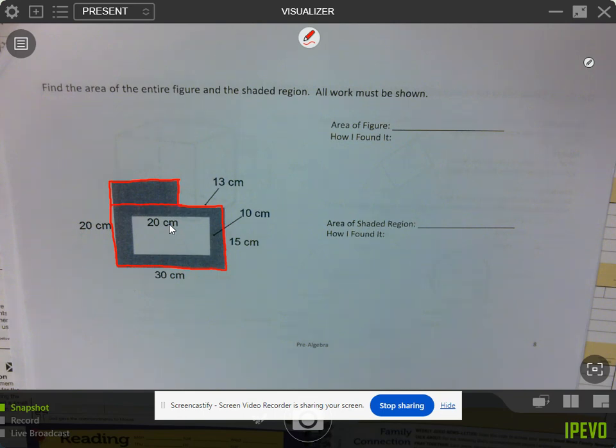Break it up. So I have 2 rectangles. If I find 2 rectangles, I could break it into these 2 rectangles. I could break this into 2 rectangles. That actually might be easier. I break it up this way.